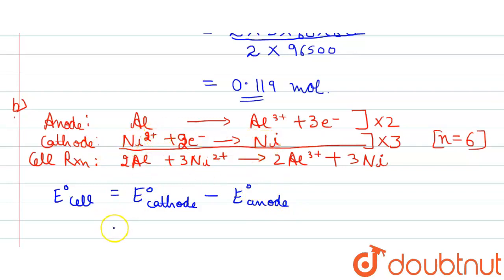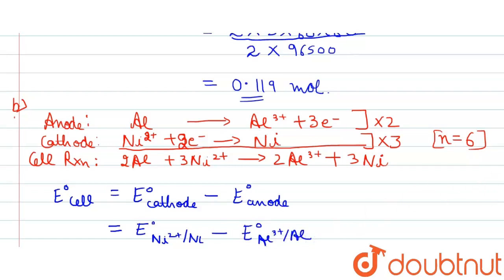As we know, at the cathode the nickel is getting reduced, Ni2 plus is getting reduced. So in the place of cathode we can write the electrode potential of Ni2 plus to Ni, and at the anode the aluminum is present, the aluminum is getting oxidized. So here we can write the electrode potential given to us of aluminum 3 plus to aluminum.